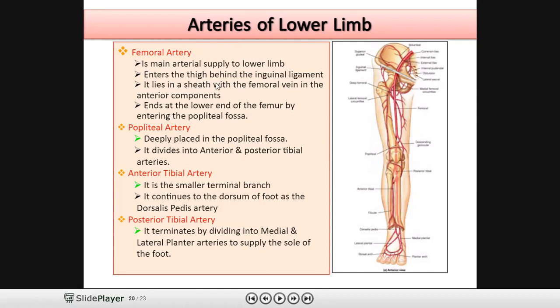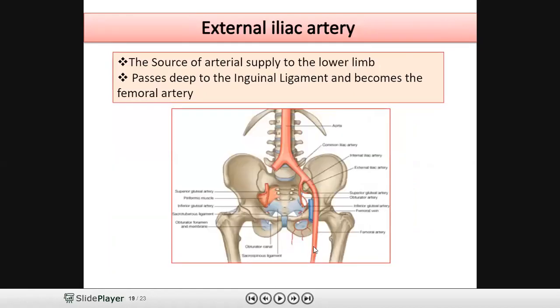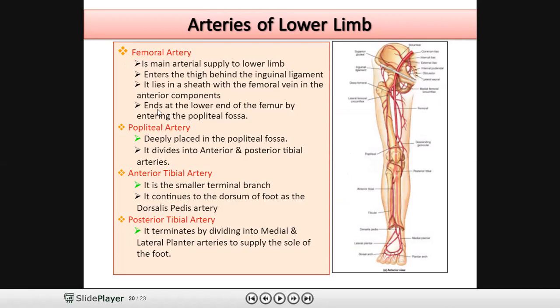Then it lies in a sheath with the femoral vein in the anterior component. The femoral artery runs together with the femoral vein, which you will see in the previous diagram. This blue vessel here is the femoral vein, running alongside the femoral artery in a sheath called the femoral sheath. It ends at the lower end of the femur by entering the popliteal fossa. So this femoral artery will come down here. This is the femur, this bone here. At the lower end of the femur, this artery will enter the fossa called the popliteal fossa.